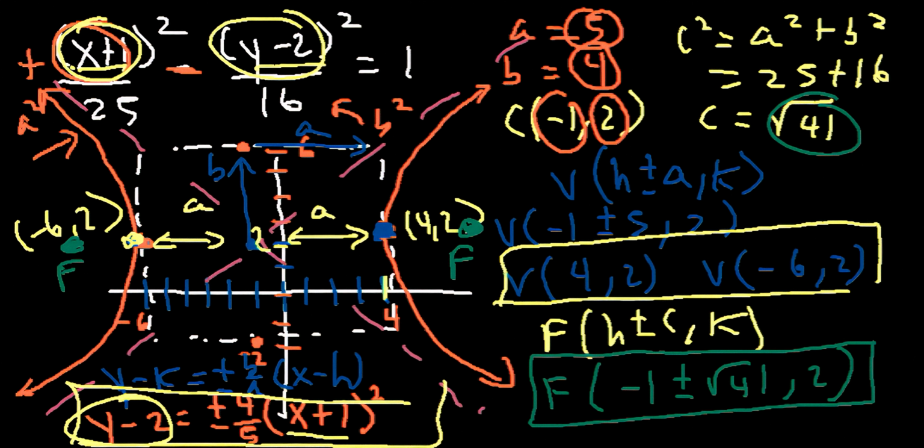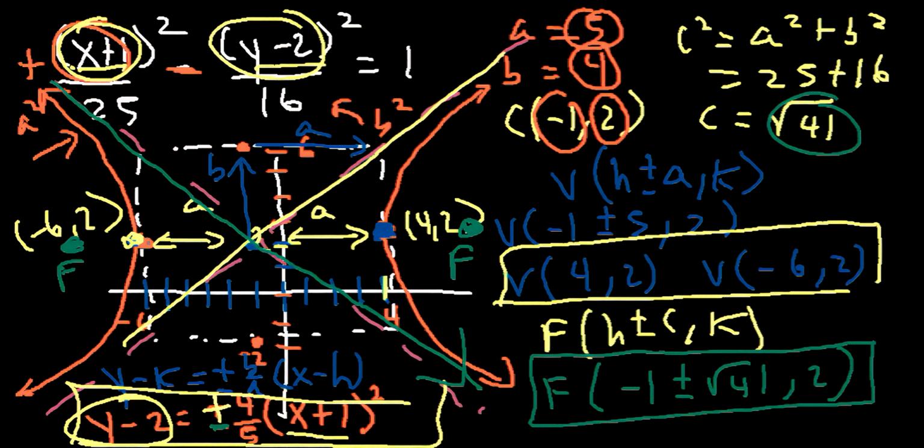Now the reason why we have plus and minus is because there's 2 of them. If it's plus 4 over 5, the slope is positive, so it's going up. Minus 4 over 5, the slope is negative, so it's going down. The negative one is for the one that decreases as you go from left to right. The positive one is for the one that goes up as you go from left to right.